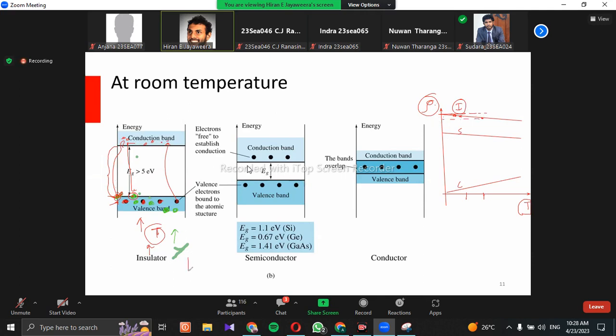And if you try to increase temperature further, these electrons also jump to the conduction band, so that you have more electrons at this temperature, and your resistivity will decrease further. Is it clear?